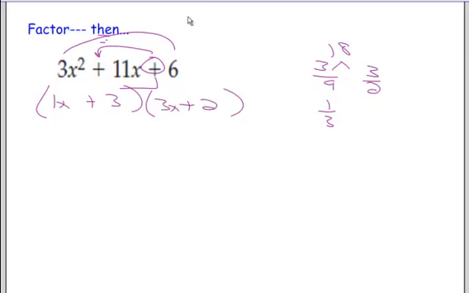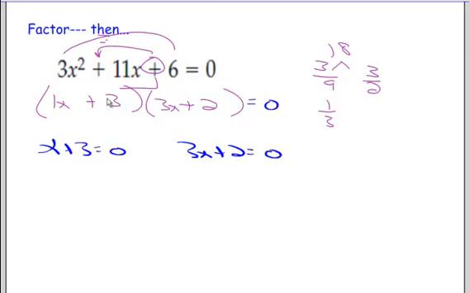Alright, so here's the last part today, folks. We're going to say it's equal to 0. Alright, what's up now? So this means this is equal to 0. So I'm going to take x plus 3 equals 0, and 3x plus 2 equals 0, right? These two things, these two binomials, they're being multiplied, and their product is 0. So that means one of them has to be 0, if not both.